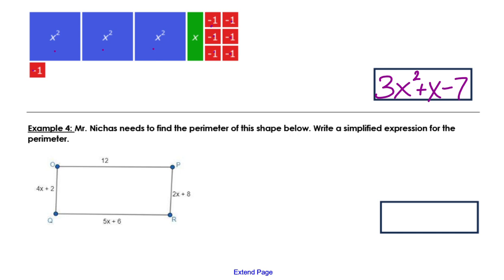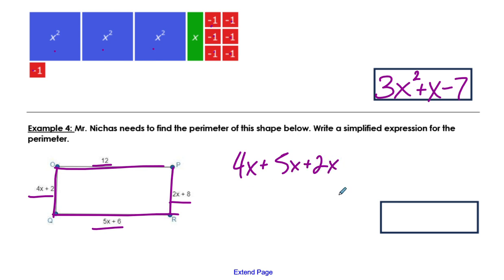Last problem, Mr. Nickus, I want to find the perimeter of that shape below. The perimeter is adding up the sides of a shape. So when I'm talking about perimeter here, I'm just talking about combining like terms. I'm adding all of these together. So I'm going to combine like terms. 4x plus 5x plus 2x, that's 11x. And then 2 plus 12, that's 14, plus 6, that's 20, plus 8, that is 28.